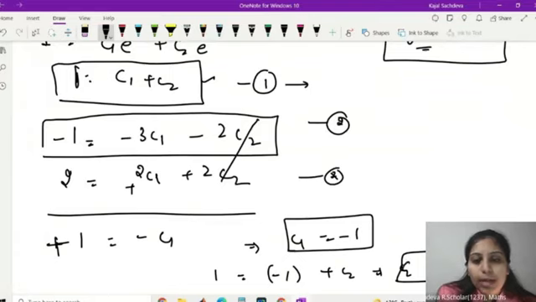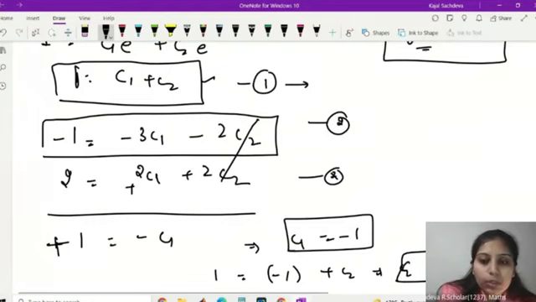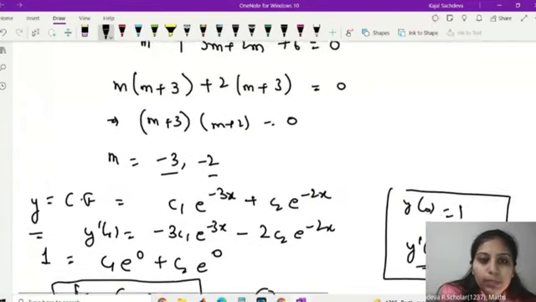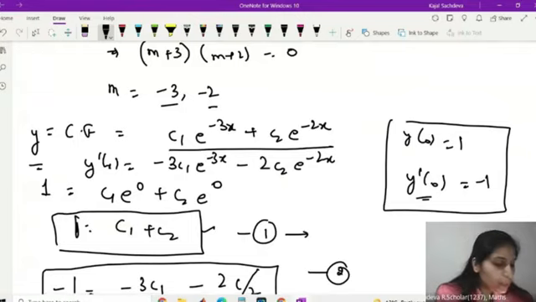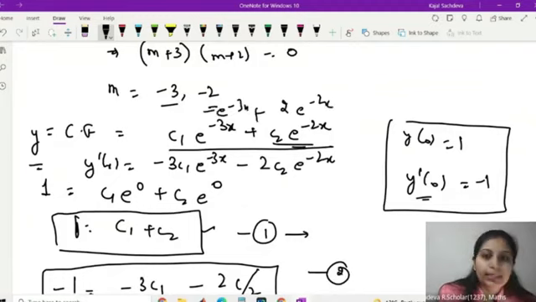c1 is equal to minus 1 and c2 is equal to 2. We get the required solution. Replace the c1 and c2 values in our solution. So we get, in place of c1, minus 1, and this 2. So 2 into e raised to power minus 2x, and here minus e raised to power minus 3x. So just writing the solution.